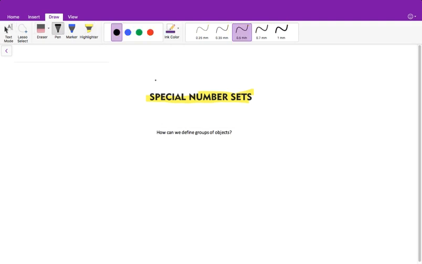Remember, the question I want you to be focusing on throughout this unit is: how can we define groups of objects? It wasn't just the first video, not just this first and second, but we're going to be thinking about that throughout the entire unit: how can we define groups of objects?